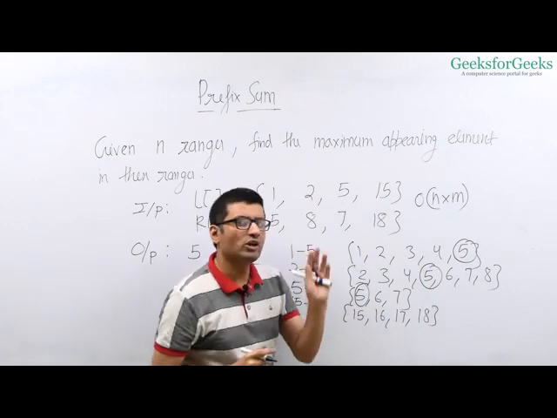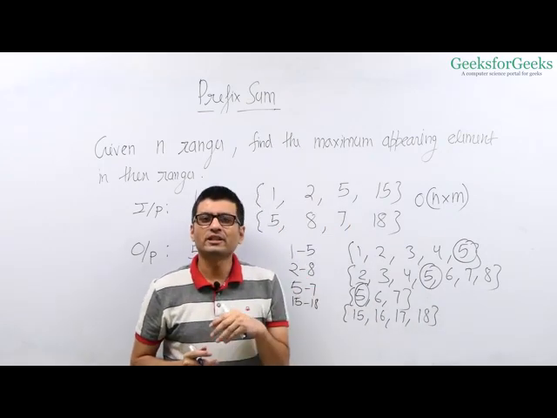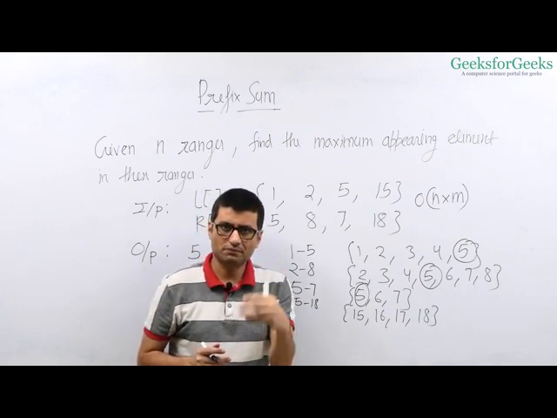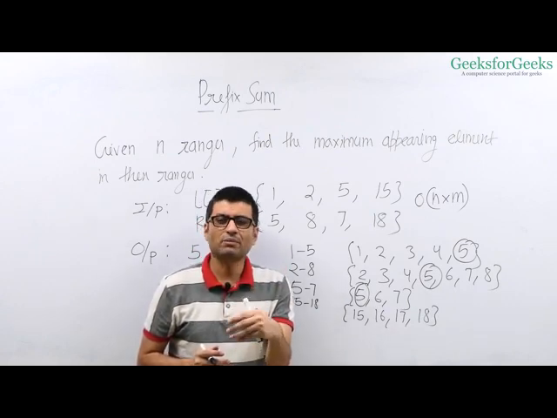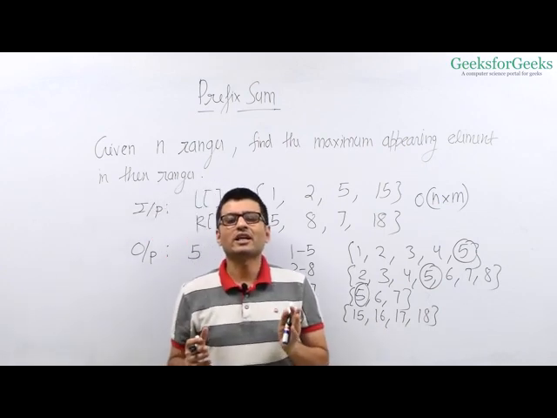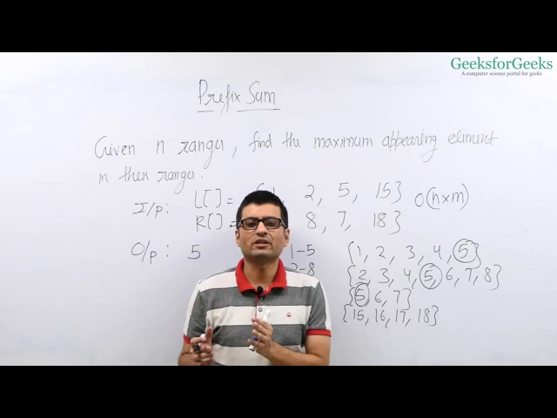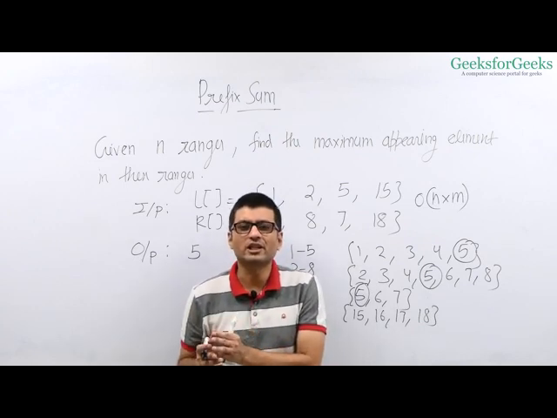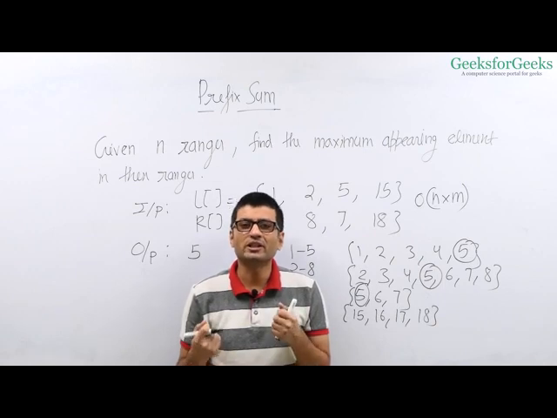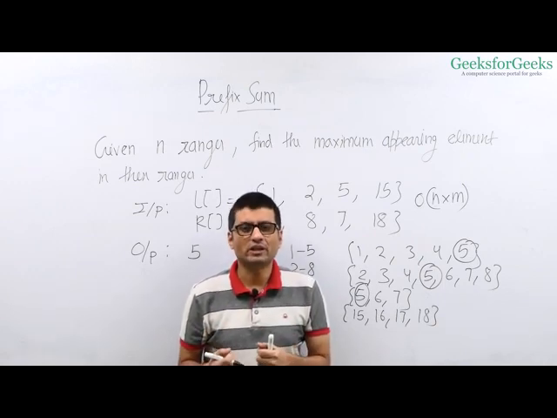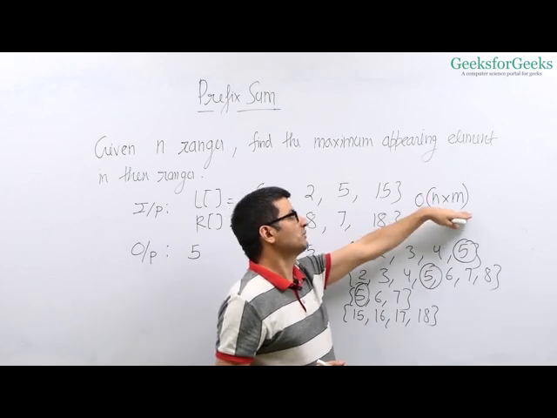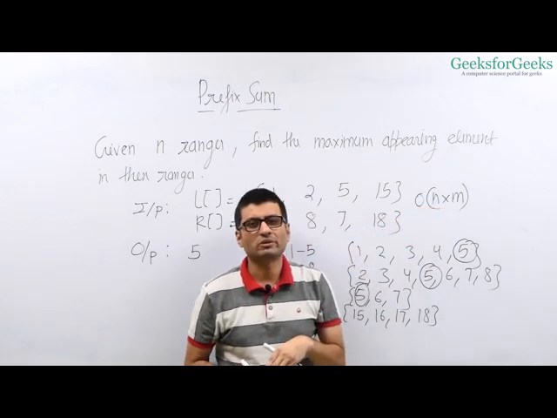So we'll traverse through all n ranges. For every range, we'll traverse through every element and increment its frequency in the hash table. A hash table has the time complexity of insert, search and delete as big O of 1. So you can insert every item in the hash table and increment its frequency in big O of 1 time, right? So that is how you get the time complexity as big O of n into m. Can you do it in better time complexity?